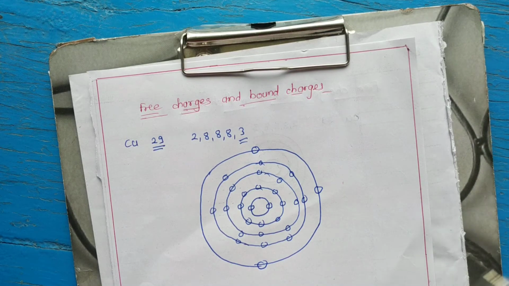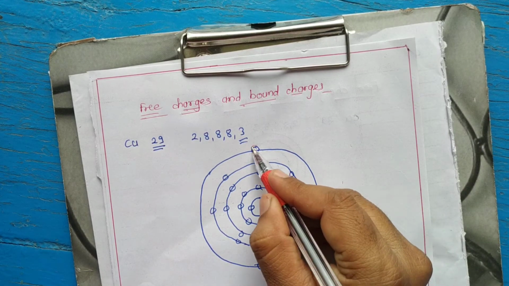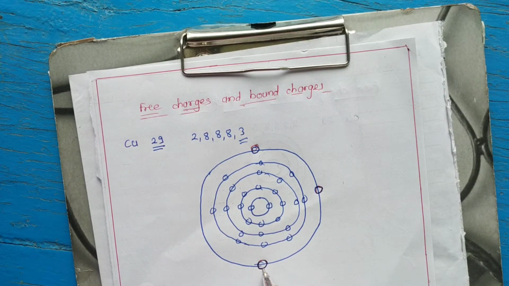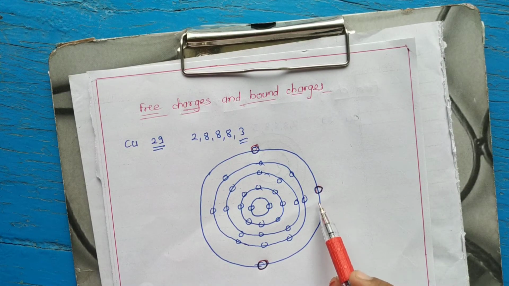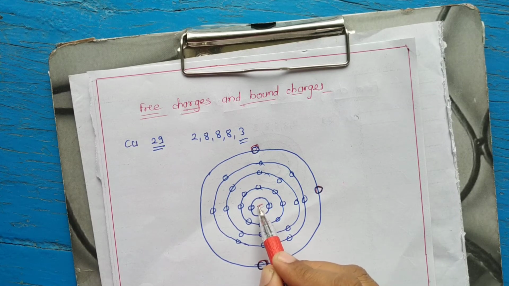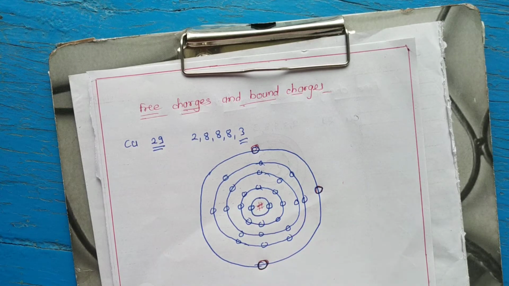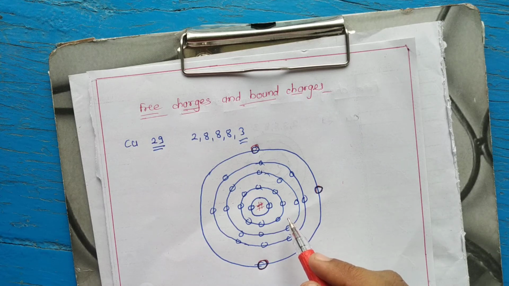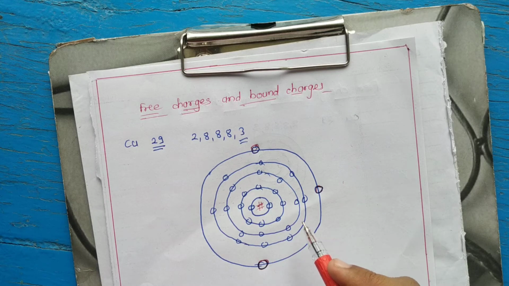These 3 electrons are in the outermost orbit of the copper atom, and these 3 electrons are loosely bound with this nucleus. So if we apply an electric field to this atom, these electrons can easily detach and move freely inside the metal, and when an electric field is applied they move in a direction opposite to the direction of the applied electric field. These charges are called free charges.